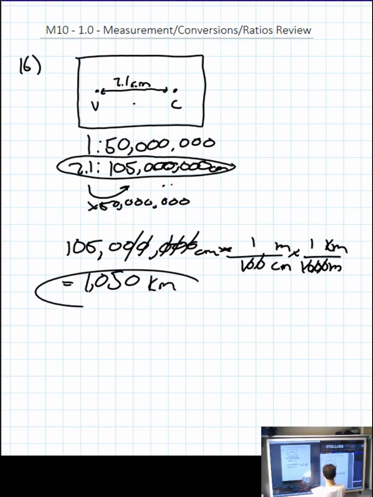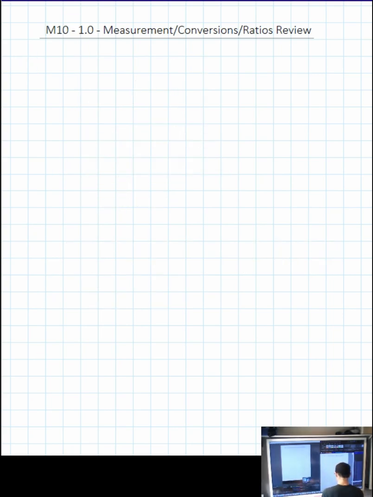Circle our answer. Now, is that a good logic check? Yes, it's approximately 1,050 kilometers from Vancouver to Calgary. We are good. All right. Okay, number 17A. So how many 3-inch pencils, I'm going to draw a little pencil and call it 3 inches, fit into the length of a meter stick?